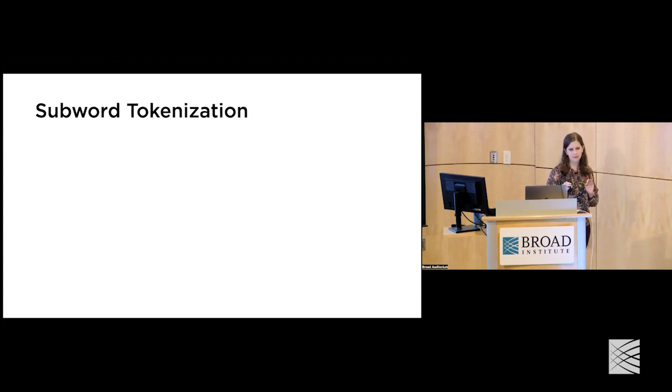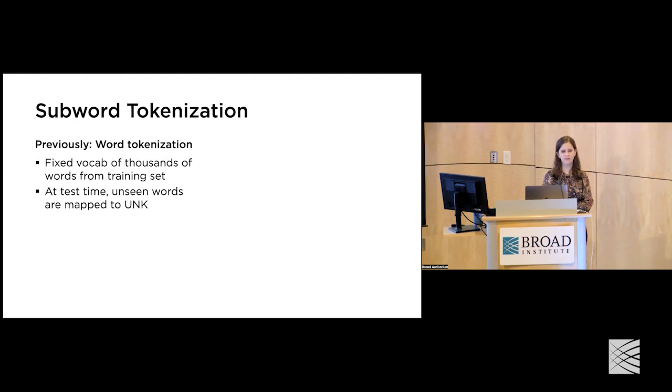Now, I mentioned BERT's vocab consists of 30,000 tokens, not 30,000 words. The reason is because the vocabulary of BERT and other language models like that consists of subwords instead of whole words. So previously, models would tokenize text into a series of words. The vocabulary would be fixed and defined by all of the words seen at train time. And then at test time, any words that weren't seen in your vocabulary would then be mapped to this unknown token. And obviously, you don't necessarily want all low frequency words to be mapped to an unknown token.